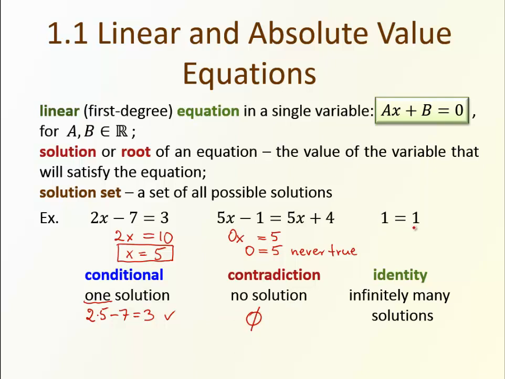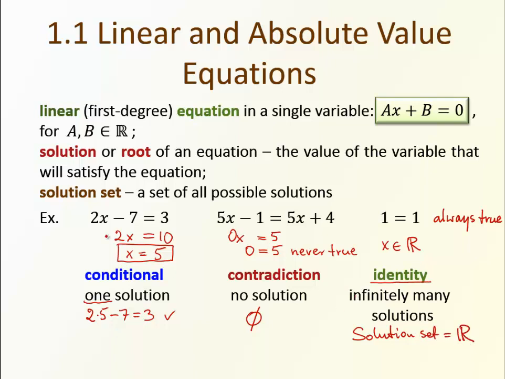The last equation looks really simple here, but what does this mean? Well, 1 equals 1 is always true. That means that no matter what the x value is, x can be anything and this equation will still be true. So, x can be any real number and it will still satisfy the equation because the equation doesn't depend on x at all. Such an equation will be called an identity. An identity has infinitely many solutions, so the solution set in this case is equal to all real numbers.